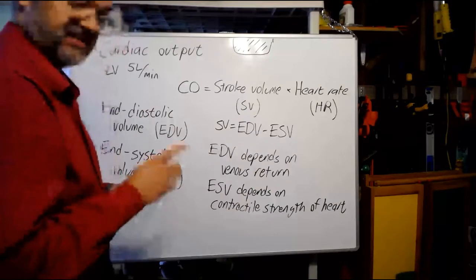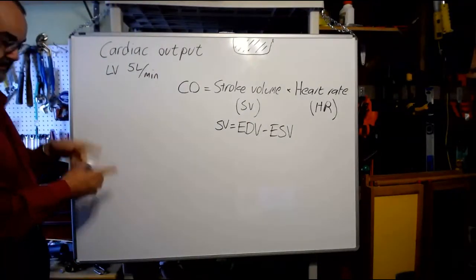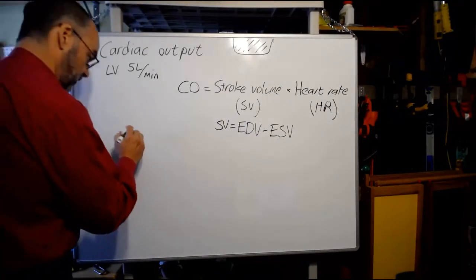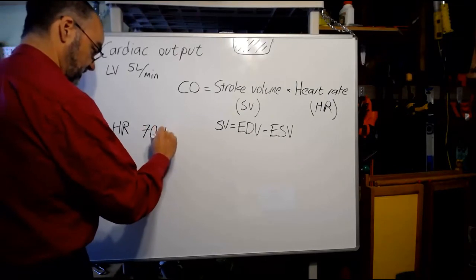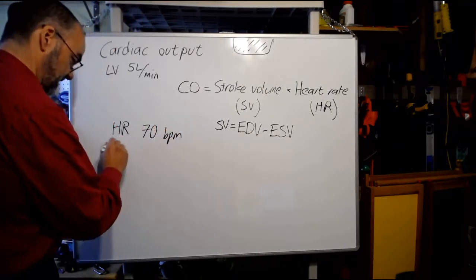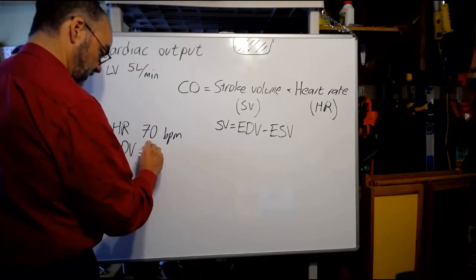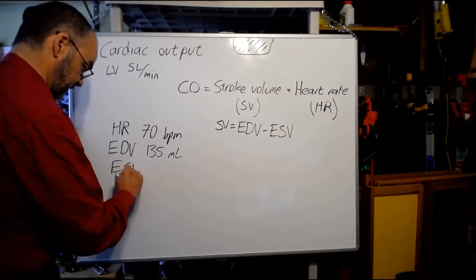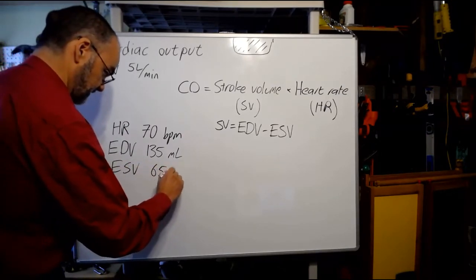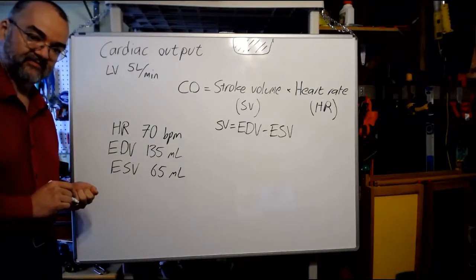Now, just as an example calculation, let's erase part of it. If I have a person with a heart rate of 70 beats per minute, an end diastolic volume of, let's say, 135 milliliters, and an end systolic volume of, say, 65 milliliters, what is this person's cardiac output going to be? Here's how you do it.